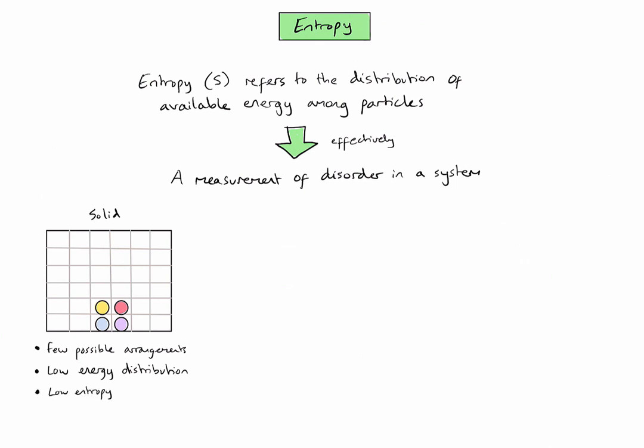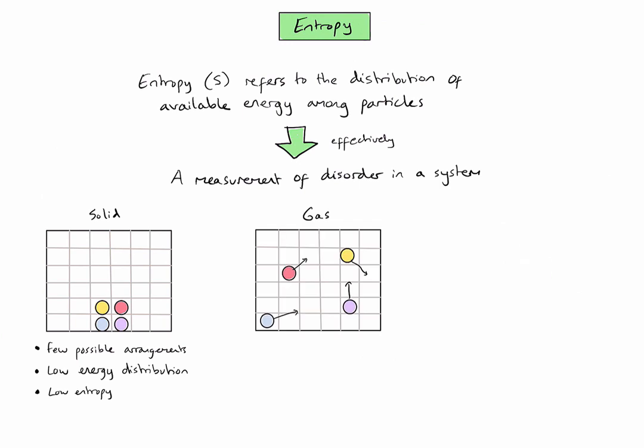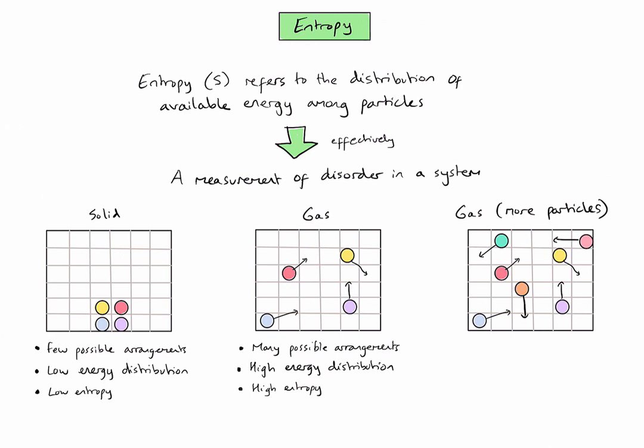Let's now compare a solid to a gas. We should know that gas particles can move around freely in their container. So I could find many possible arrangements where my four coloured particles could be in any of those grey boxes in a number of different ways. So in comparison to my solid, I have a high energy distribution that's possible, and therefore this would be considered a higher entropy state. And let's consider a third system where I simply add some more particles to my gas. Now, because I have even more particles, there are even more possible arrangements of those particles in the grey boxes, meaning I have an even higher energy distribution possible. So this is an even higher entropy state than the first gas.